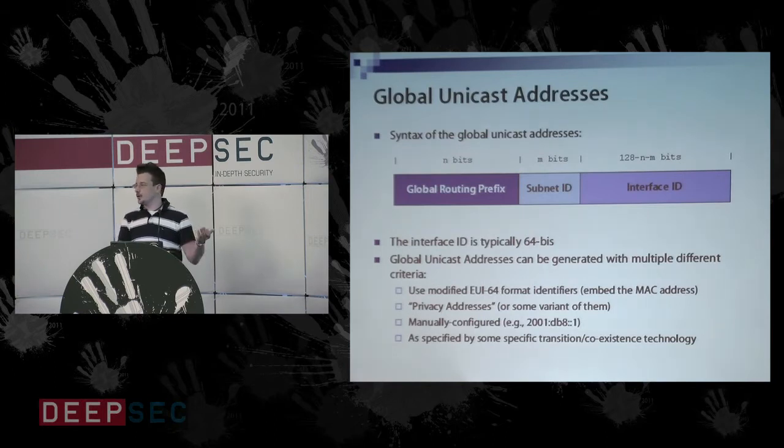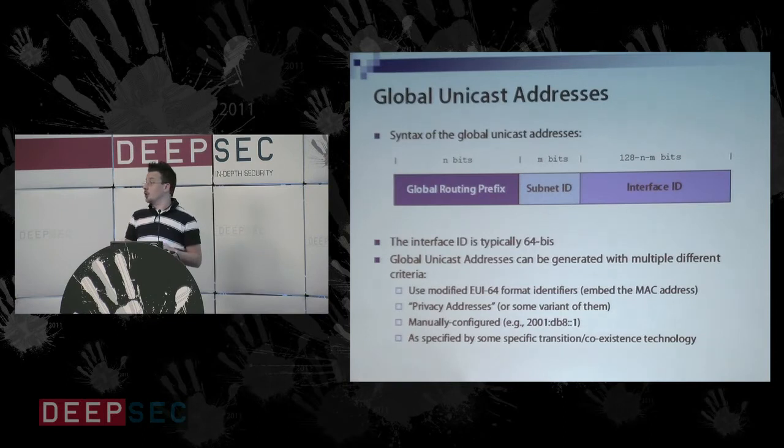This is the format of these addresses. We have a global routing prefix, which is the prefix that has been assigned by your ISP, for example. Then you have a few bits for subnetting, exactly the same as with IPv4. And finally, you have usually 64 bits for the interface ID, which is analogous to the host ID that you have in IPv4. So essentially, the structure of the addresses is the same as in IPv4.